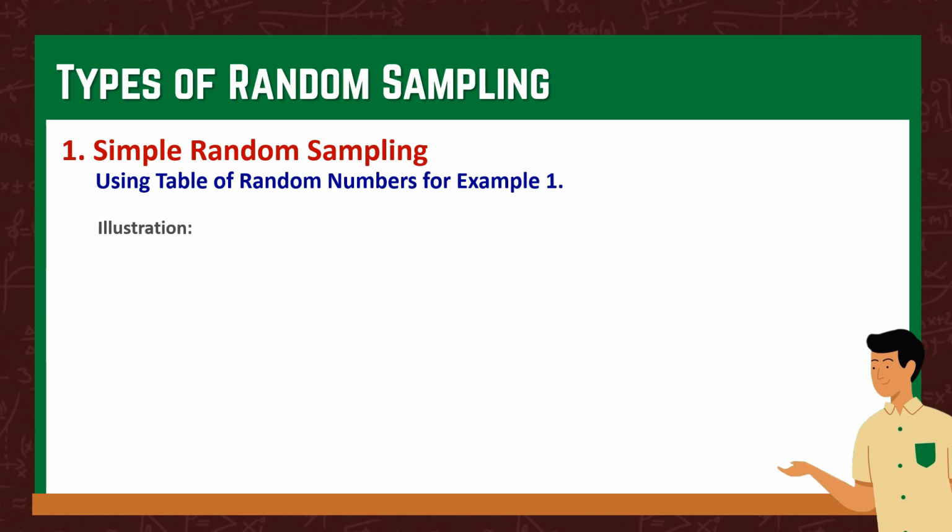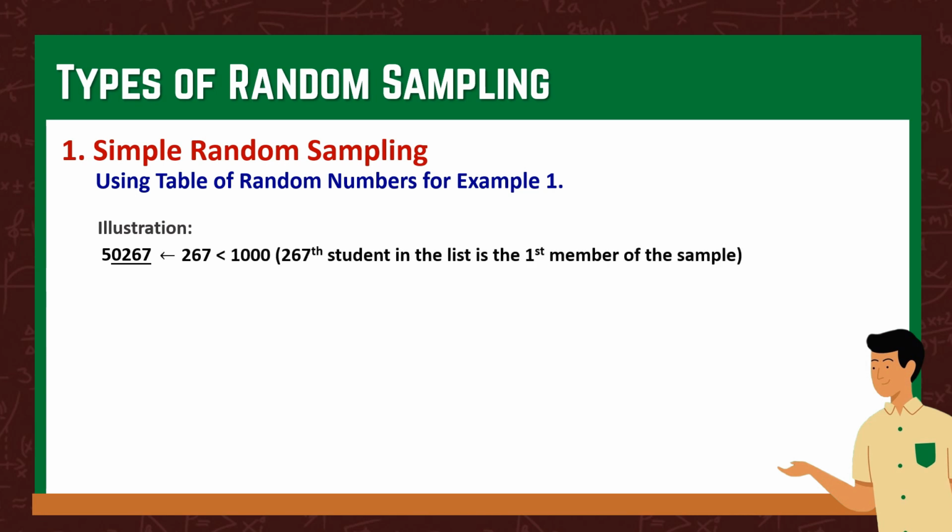Let's have an illustration. Halimbawa, ang first random number natin ay 50267. Ang last 4 digit ay 0267, or 267, which is less than 1,000. So sa makatwid, ang 267th student in the list is the first member of the sample. Then, we're going to go to the next random number, pababa. Then we will have 11386. Ang last 4 digit niya ay 1386. This is greater than 1,000. So, this is not in the list.